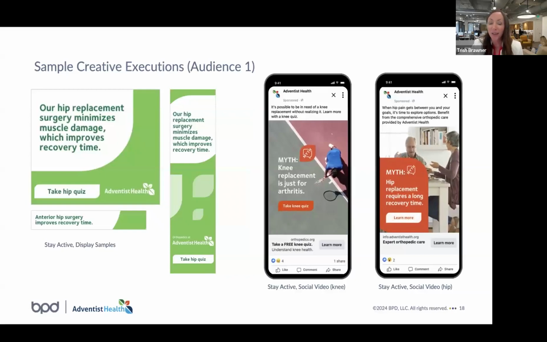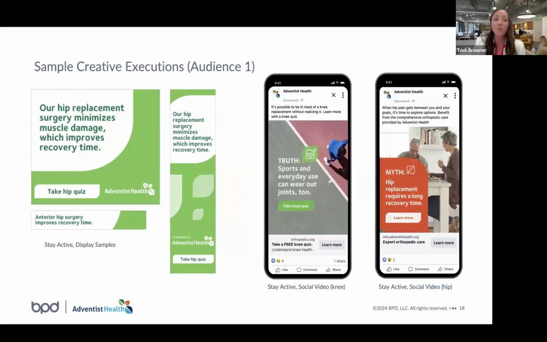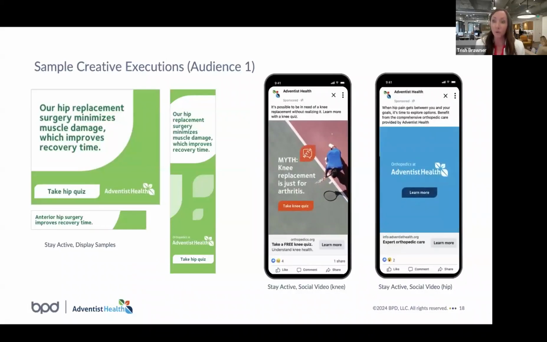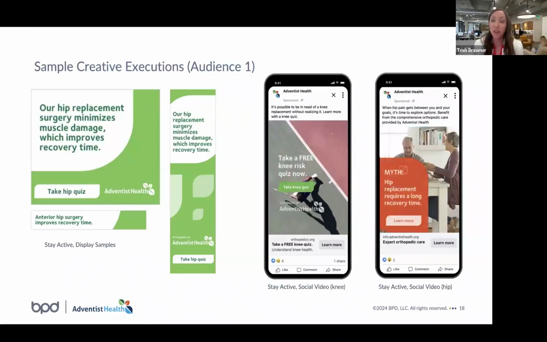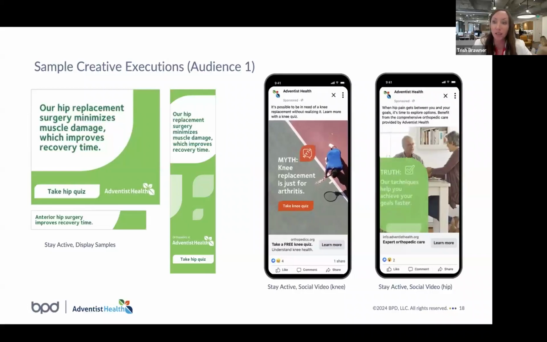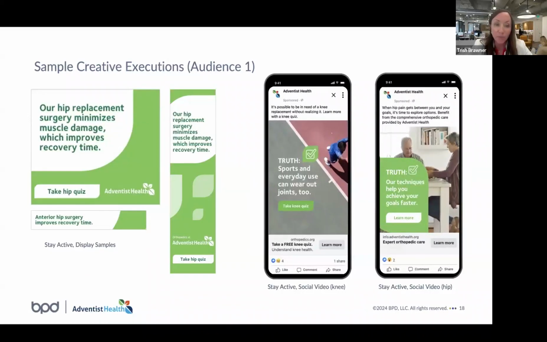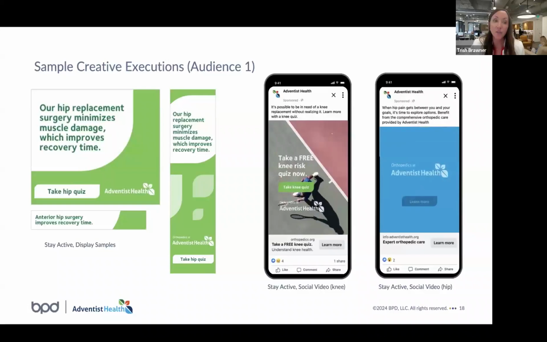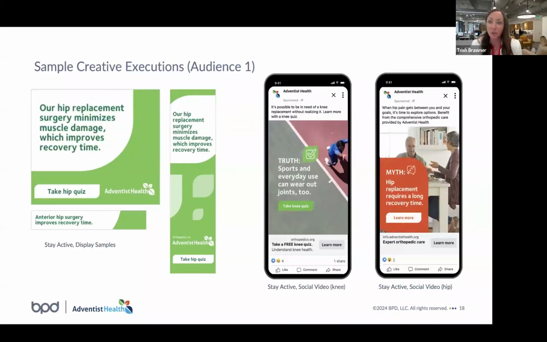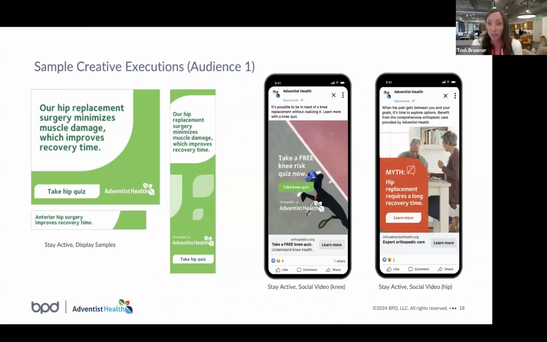So let's talk about a couple of creative examples here. We're going to start with that first audience, the stay active audience, who tended to be a little bit younger and may have some orthopedic needs, but really for the purposes of wanting to continue to live that active lifestyle. We've got some display creative on the left side of the screen talking about hip replacements and the benefits when we're able to minimize muscle damage and improve recovery time, really focusing on the needs most important to this audience.